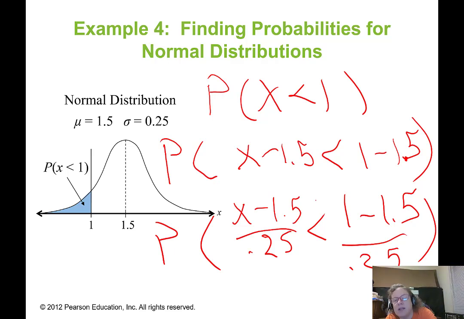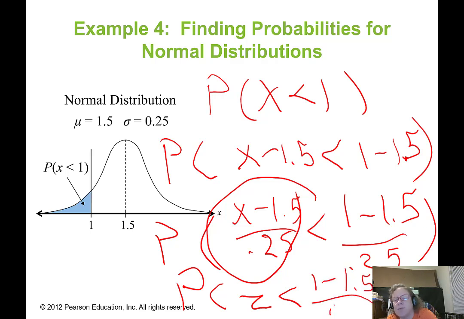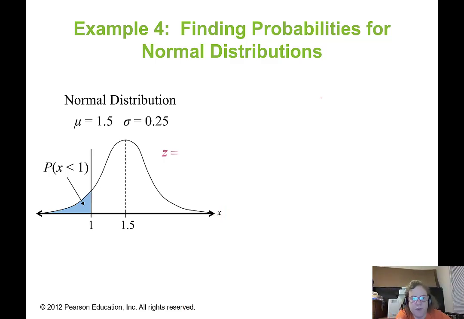Now what I've created over here is z. That's x minus mu divided by sigma. So when I'm finding this probability, I'm going to be looking for the probability z is less than 1 minus 1.5 divided by 0.25. So that's how I like to keep track of that transformation when I am doing these types of problems. Okay, so let's move forward.